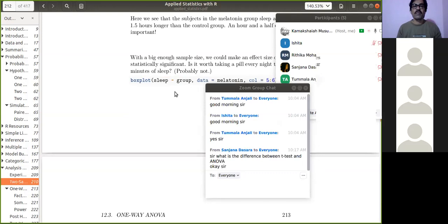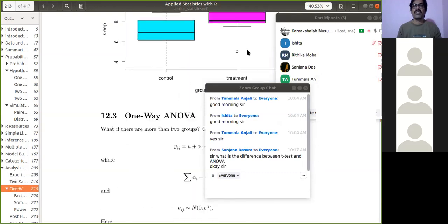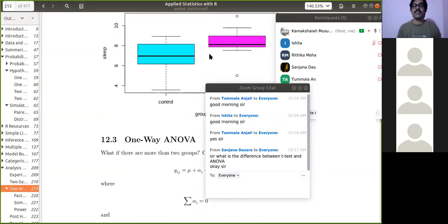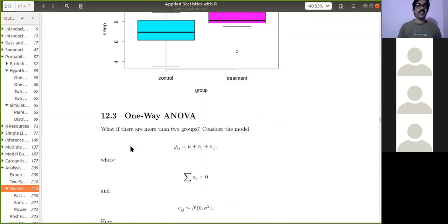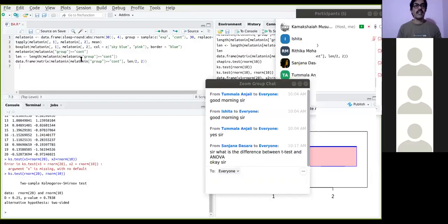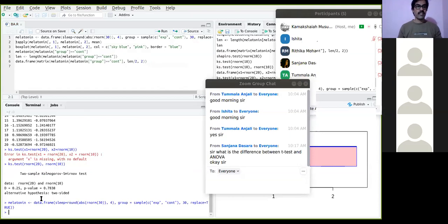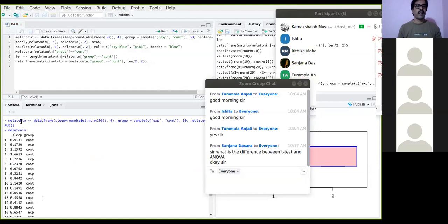Now, there is a box plot kind of thing. You can see the differences between these two groups, control versus treatment. I have some data with me; let me show you. I just simulated a data set here, melatonin. It mimics the textbook data, but it is different. You see, you have sleep and the group.